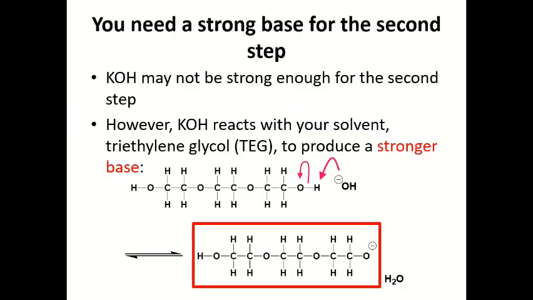This happened, as I already said, because of the reaction of potassium hydroxide with the triethylene glycol, producing the triethylene glycol alkoxide that you can see over here, the reaction alkoxide. This is the strongest base, since potassium hydroxide may not be strong enough for the second step. As we saw before, we need a stronger base for the second step.